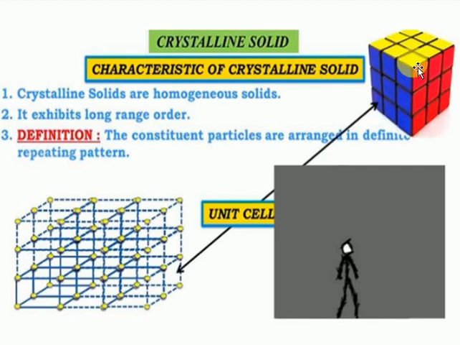1, 2, 3, 3 on this side, 3 on the outside. Total 6 faces will be there. 1, 2, 3, bottom is the 4, back 5, here 6. Total 6 faces will be there.